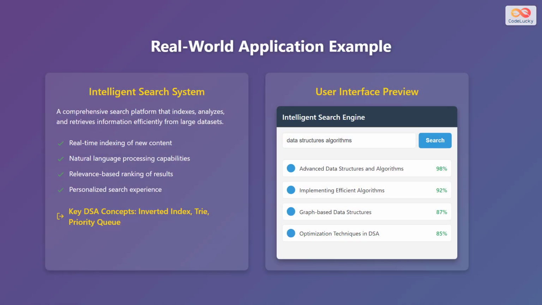Here is an example of a real-world application of DSA, which is an intelligent search system. This is a comprehensive search platform that indexes, analyzes, and retrieves information efficiently from large datasets. Here are the features of the intelligent search system. Real-time indexing of new content. Natural language processing capabilities. Relevance-based ranking of results. And a personalized search experience. Key DSA concepts used in this application are inverted index, tree, and priority queue.